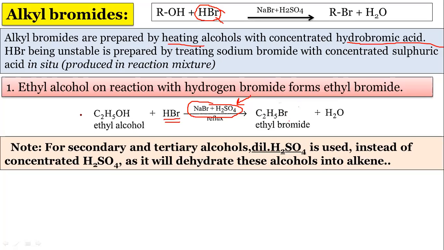So again here one condition is there: for the primary alcohols we are using concentrated HCl, but concentrated HCl is not needed for the secondary and tertiary alcohols. This is the main difference. If it is used, what will happen?